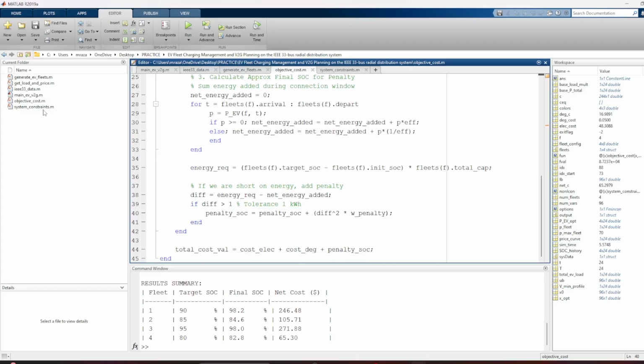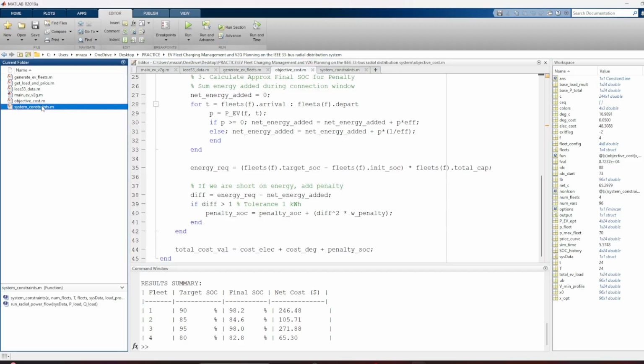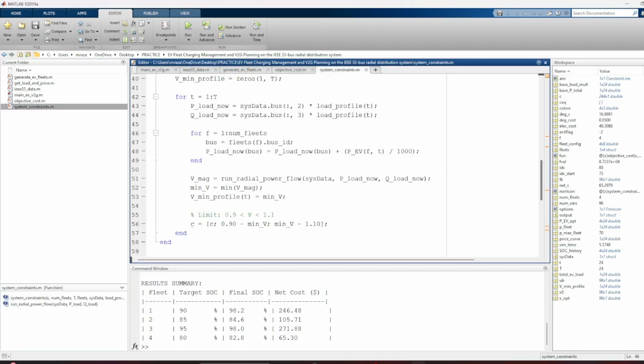And the next one is the system constraints. Let me open that. Here in the system constraints, the purpose of this file is to act as a kind of safety inspector for our voltage parameters. This is actually the most complex file here.